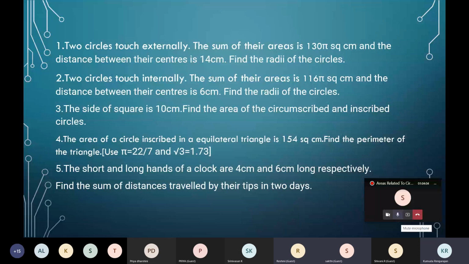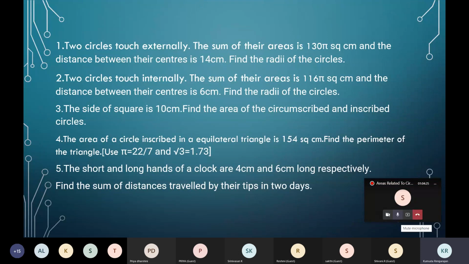So the area of the circle. Yeah, area of the circle inscribed. They're telling you where the circle is. The circle is in an equilateral triangle. The area of the circle is 154. So again, in the exam in a hurry, we might misuse or misinterpret this information. The area of the circle is 154. Find the perimeter of the triangle.